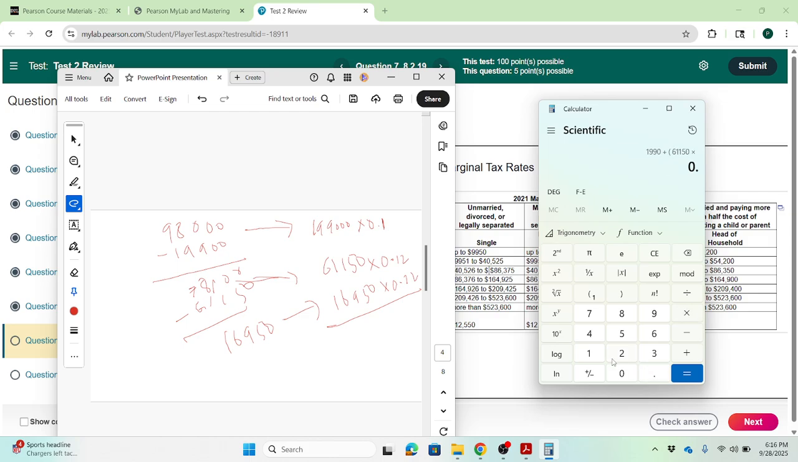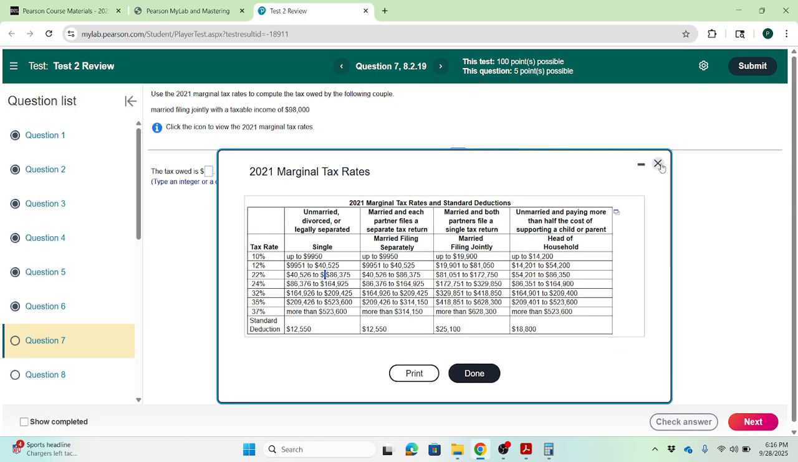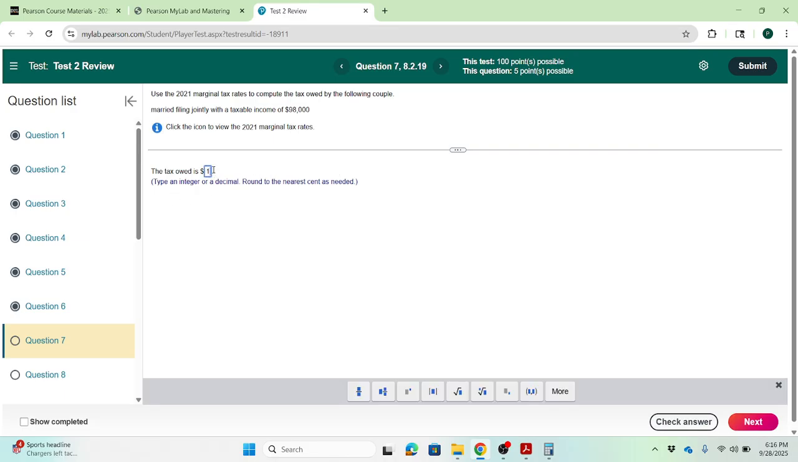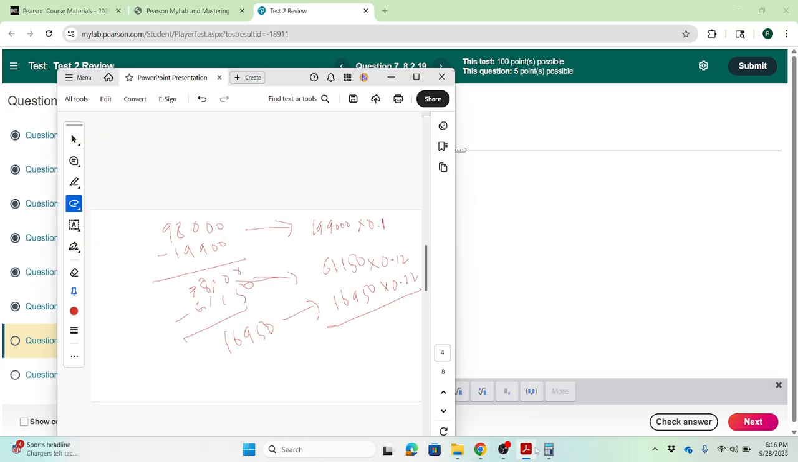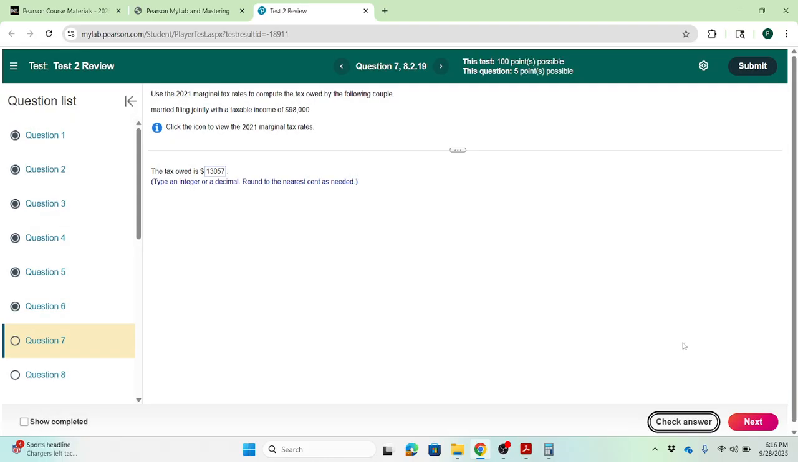61,150 by 12%. I'm going to close the parenthesis, plus, and I need another parenthesis for the third calculation, which is 16,950 times 22%, close the parenthesis, and then the total is 13,057 bucks. So the total tax is 13,057. Read the instruction: type an integer or decimal, round to the nearest cent. Okay, that's correct.